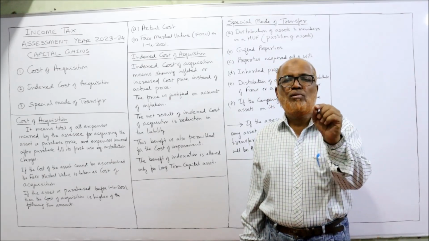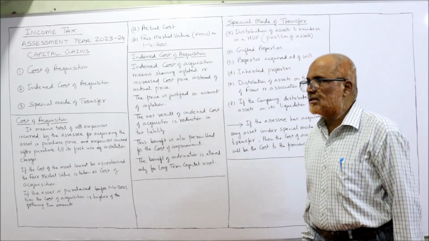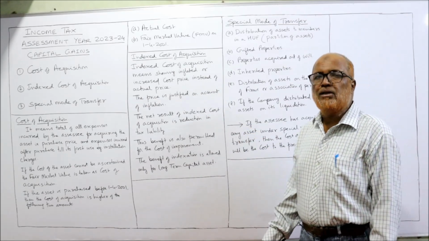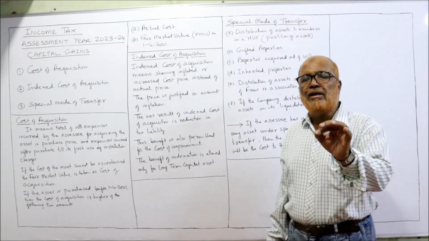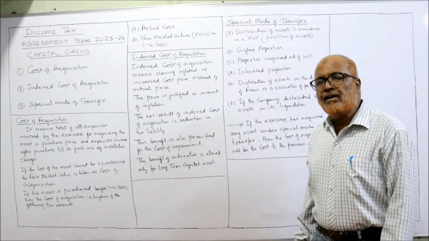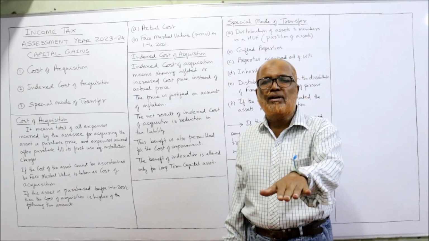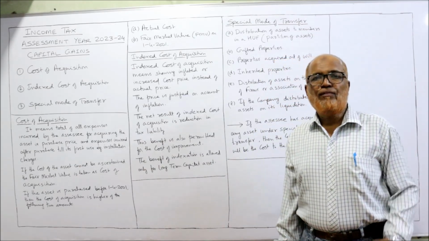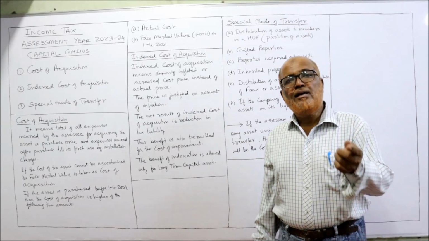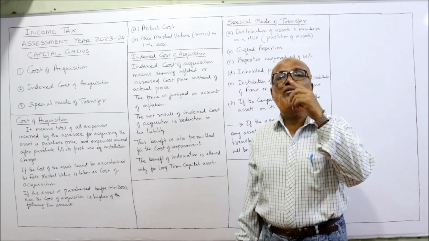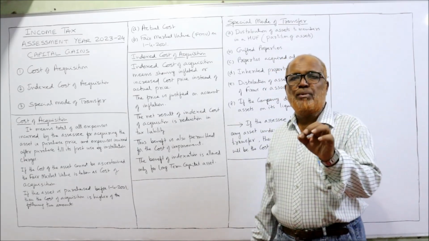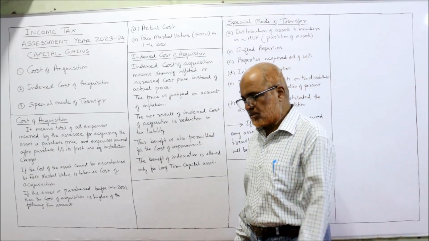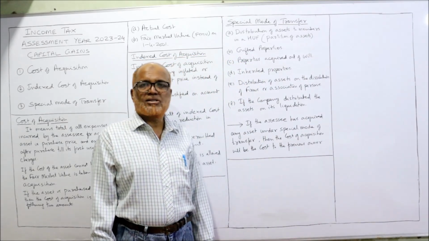But indexed cost of acquisition will be allowed only for a long-term capital asset. So indexed cost of acquisition means inflated or increased cost price instead of actual price. The price is adjusted on account of inflation. Just now I told you, the net result of indexed cost of acquisition is that the tax liability will get reduced. This benefit is also permitted for indexed cost of improvement. If any improvement is done, then indexed cost of improvement will also be calculated. The benefit of indexation will be allowed only for a long-term capital asset, not at all on a short-term capital asset. These are the points you have to remember for indexed cost of acquisition.